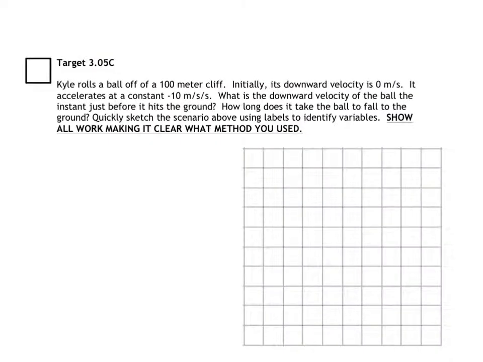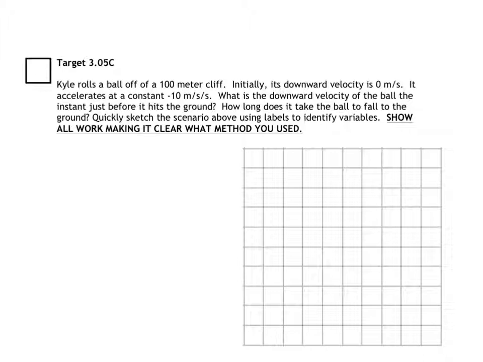Alright, so Kyle rolls a ball off of a 100-meter cliff. Initially, its downward velocity is 0 meters per second. It accelerates at a constant -10 meters per second. What is the downward velocity of the ball, the instant just before it hits the ground? How long does it take the ball to fall to the ground?